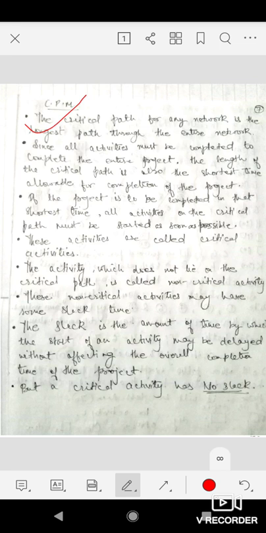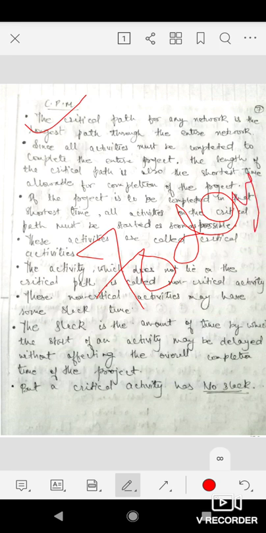Critical path tells us about the duration of the project. Since all activities must be completed to complete the entire project, the length of the critical path is also the shortest time allowable for completion of the project. If 70 days is the duration of the critical path, then we need at least 70 days to complete all the activities of the project.